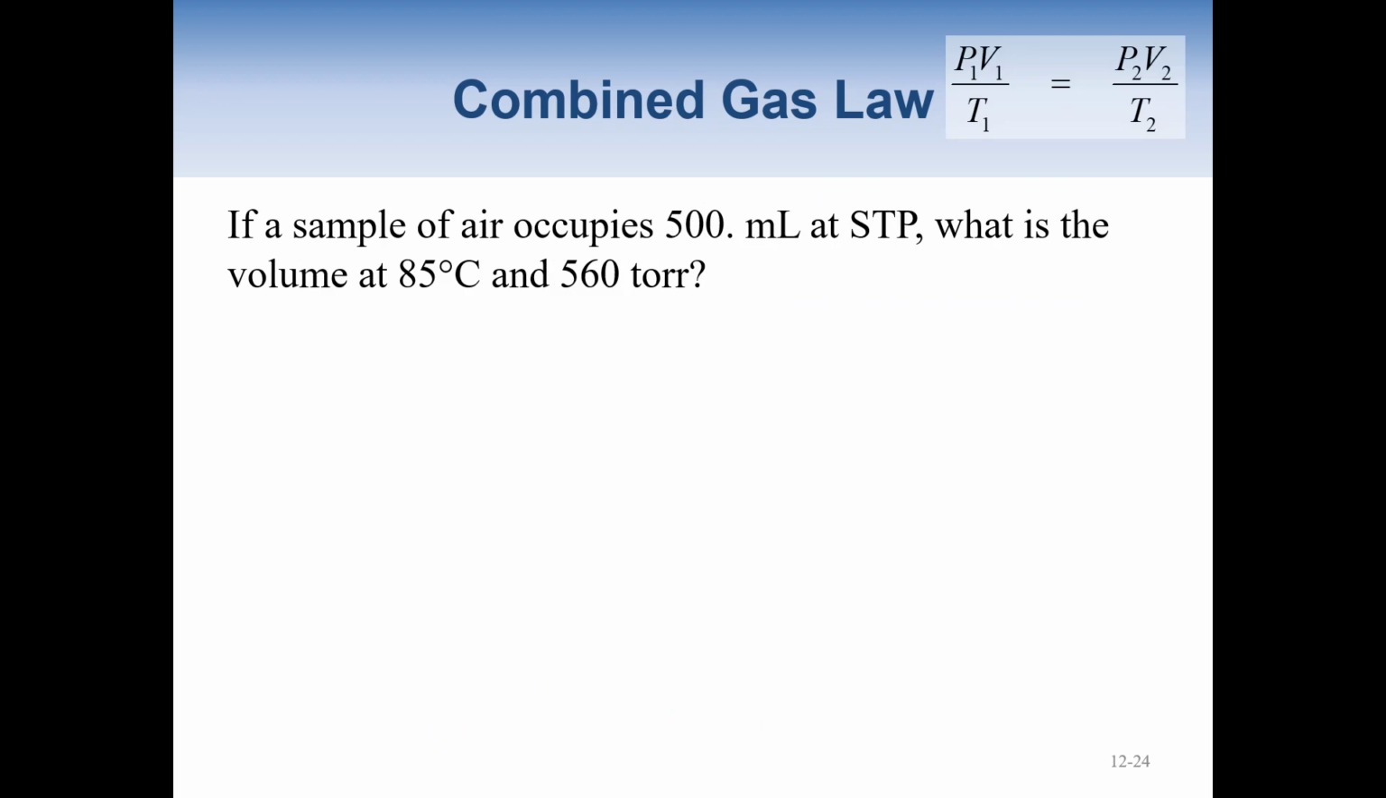So if a sample of air occupies 500 mL at STP, what is the volume at 85 degrees Celsius and 560 torr? So first of all, we need to define what STP is. STP is standard temperature and pressure. Standard temperature is 273 K, and standard pressure is 1 atm. Since the problem gave us this in torr, 1 atm is equivalent to 760 torr.